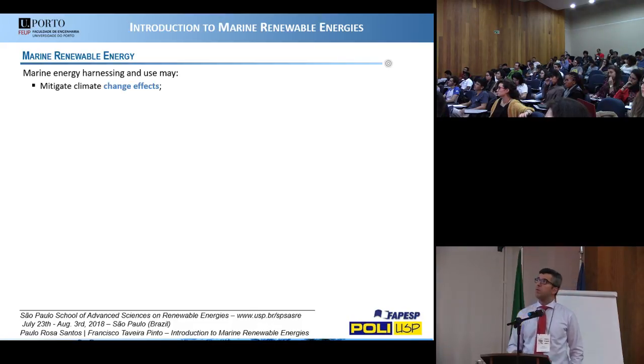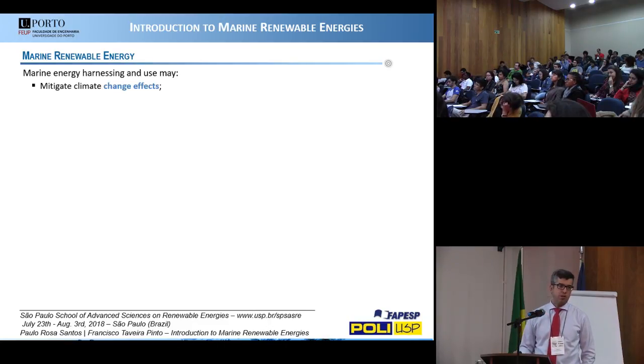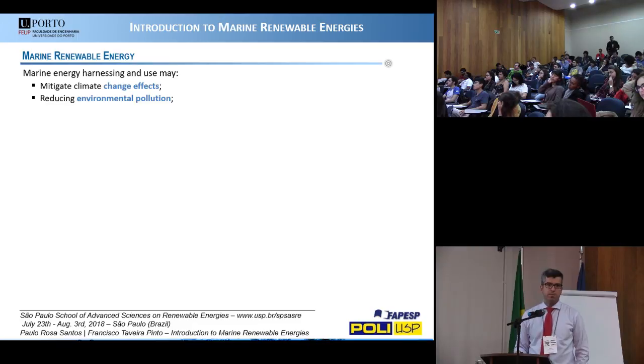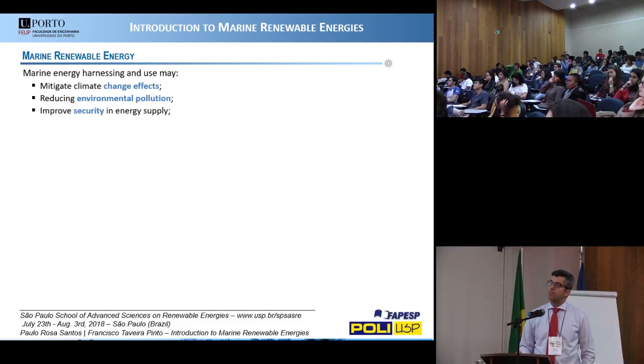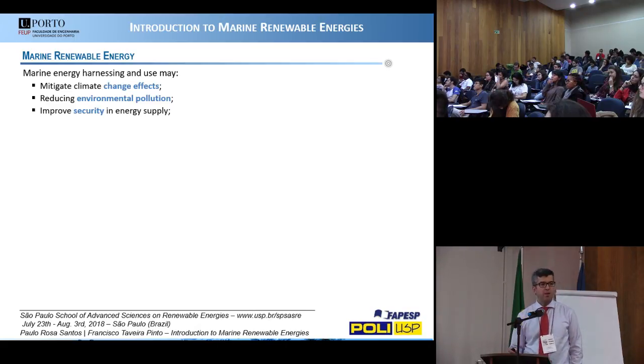So the use of marine energy can be justified to mitigate climate change effects, of course, to reduce environmental pollution is also a very good reason, to improve the security in energy supply, so the countries can produce their own energy and not be dependent on other countries. For instance, in Portugal, we don't have natural gas or oil, so we have to import those energy resources. So it's good to have renewable energy produced in the country.